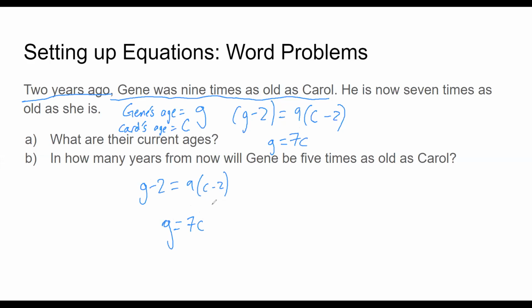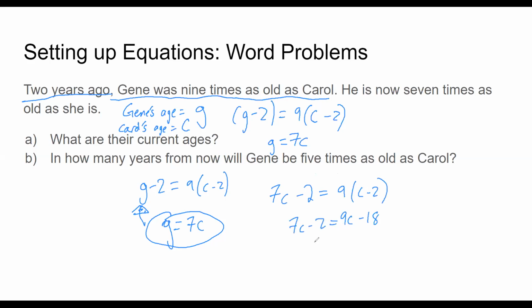So what we do now is we solve it like a system of equations. So we already know what G is, so we can substitute it in here. We can say 7C minus 2 is equal to 9 times C minus 2. And then we'll do the math here. Let's subtract 7C from both sides. And then add 18. And then C is equal to 8. So this is Carol's age. And since we have G equals 7C, G is equal to 7 times 8.